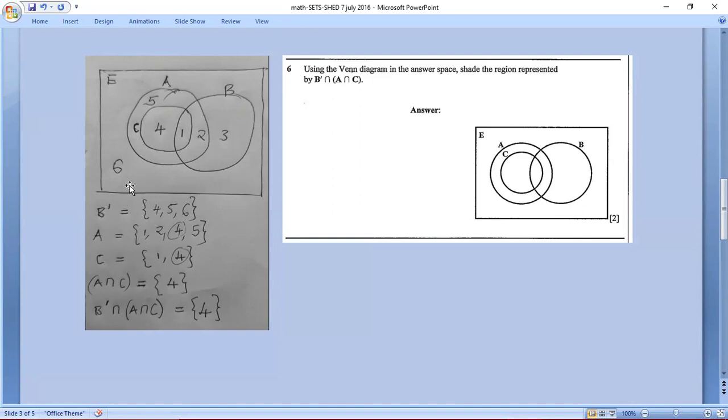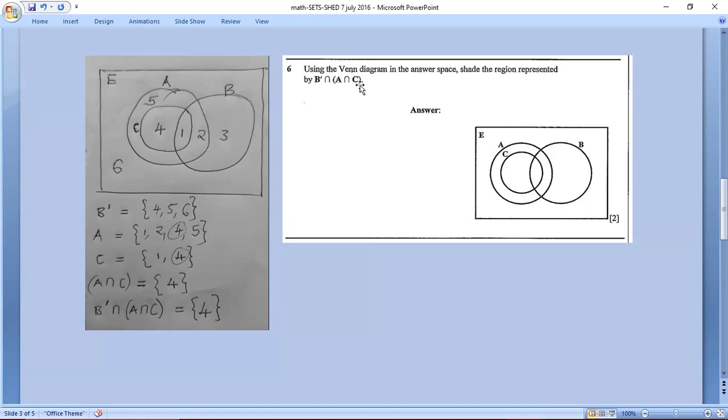So B complement would be everything outside of B. All the elements outside of B would be 4, 5, and 6. So I've listed them there. 4, 5, and 6 is the set B complement. Everything outside of B, 4, 5, and even the universal set included, 6. These are the elements. Then A.